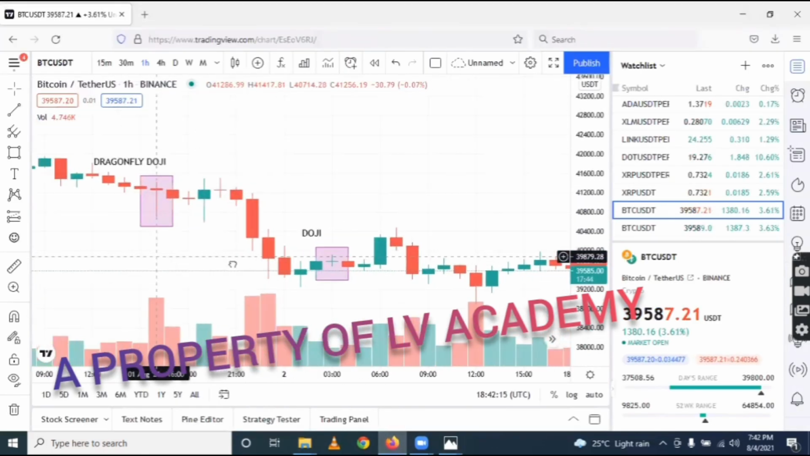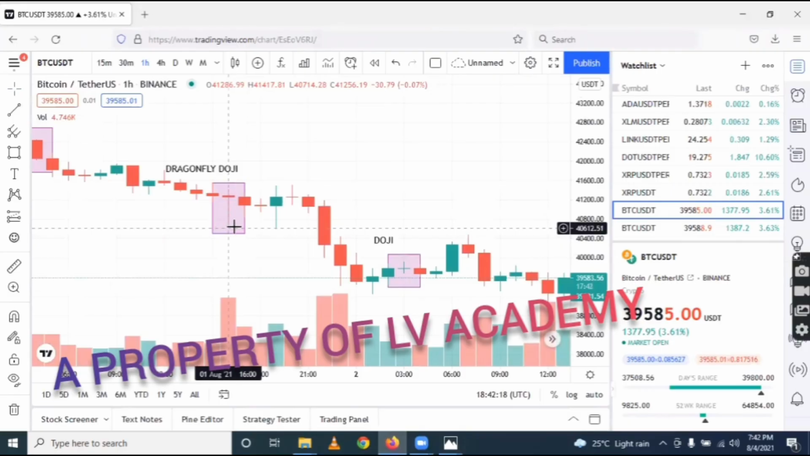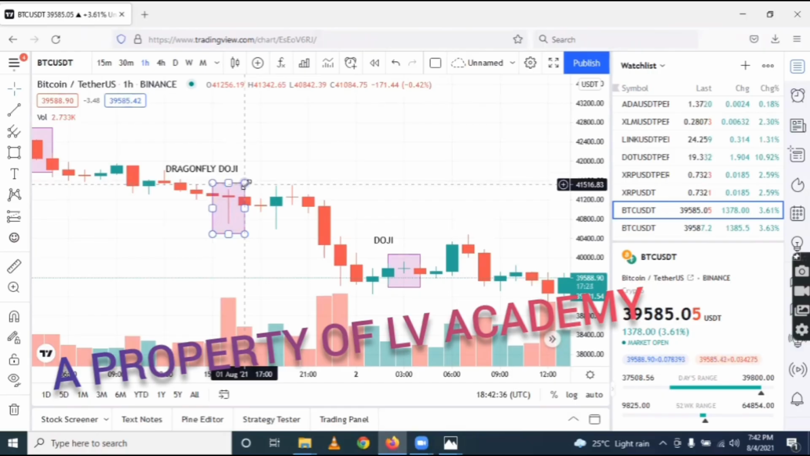Look at this now. See, it went down as low as 46.61. Then the buyers pushed it back almost at the opening price. See, it opened at 41.284. It closed at 41.247. So it was very close to the open price.